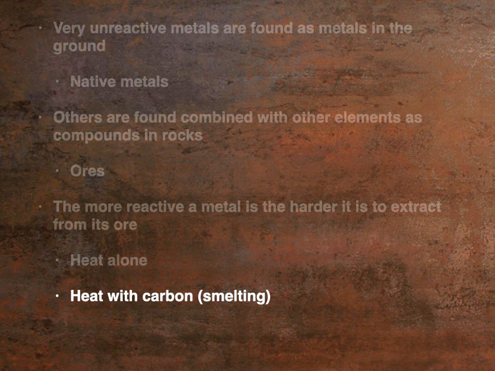For your moderately reactive metals, metals up to zinc in the reactivity series, you heat the ore with carbon. This is a process called smelting, and basically the carbon takes oxygen away from the metal. For your most reactive metals, anything more reactive than zinc, a common method is to electrolyse the ore. You melt the ore and pass electricity through it. As I say, we'll be looking at smelting and electrolysis in more detail with specific examples in the next video.